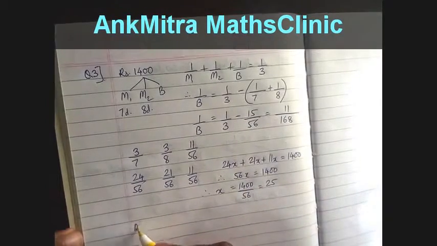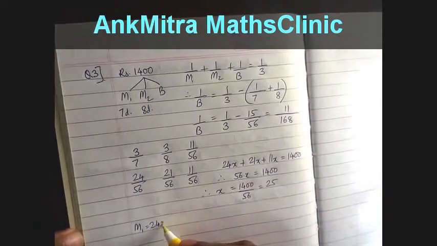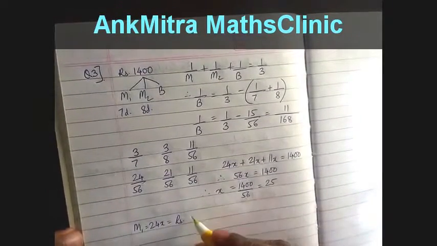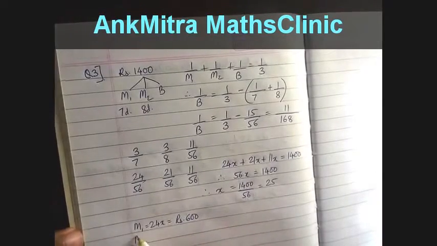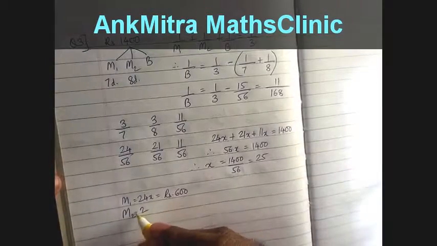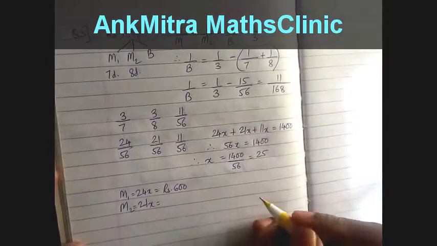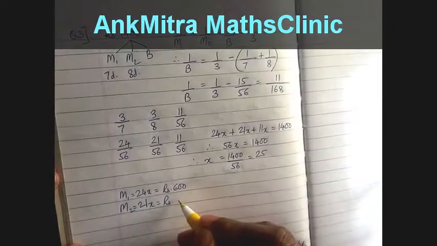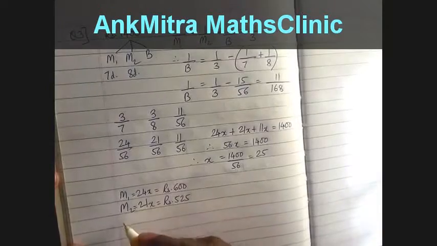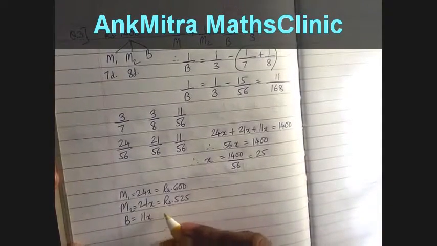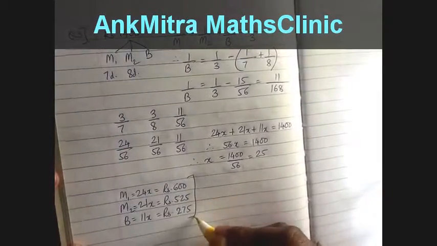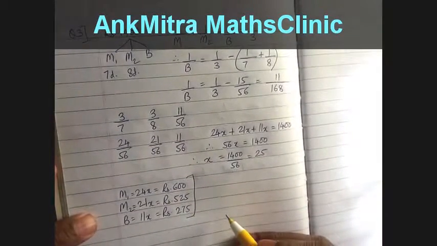Okay, so therefore M1 will get 24x, which is equal to rupees 600. M2 will get 21x, which is equal to rupees 525, and the boy will get rupees 11x, which is equal to rupees 275. So this is our required answer.